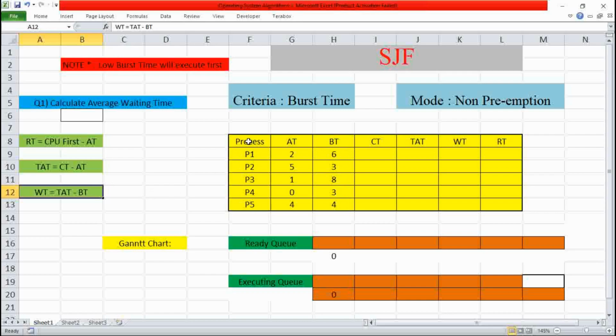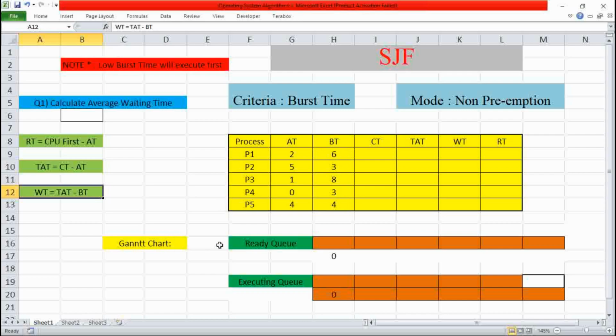So I have to clear the previous question which I have solved in FCFS. I am doing the same question with the SJF method. So here I begin. Now look, there are 5 processes: P1, P2, P3, P4 and P5, and the arrival time is already given to us, 2 5 1 0 4, and burst time is 6 3 8 3 4. And to solve this particular problem through SJF method, we need to make a Gantt chart.